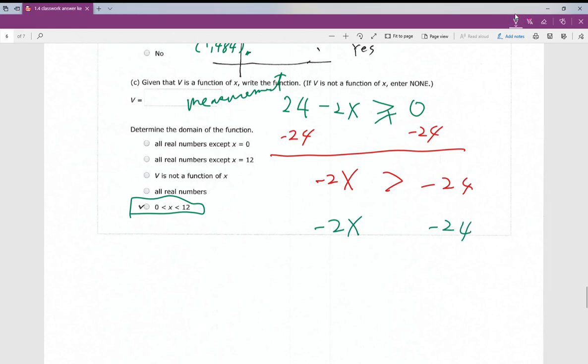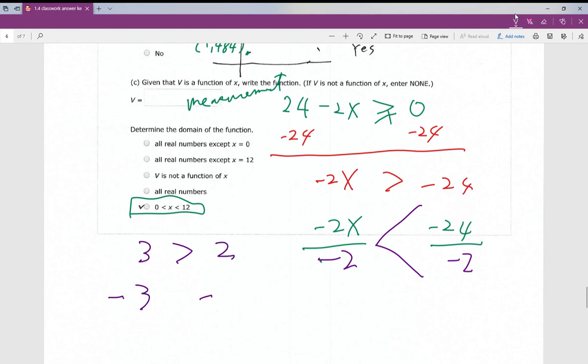Why? Because when you divide by a negative number, you need to switch the direction of the inequality sign. Why? Because if you have 3 greater than 2, what happens? You have negative 3 and negative 2. You need to change. If you are richer than me, and right now actually you are in debt more than me, when you're in debt more than me, that means poorer, right?